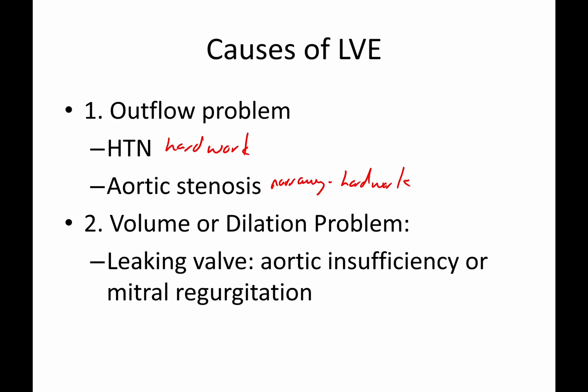Volume or dilation problem. That could be one of two things. You could have aortic insufficiency, which is backflow, or you could have regurg, which is basically that left ventricle, because it's leaking backwards into the left atria, that left ventricle works even harder to get what it can out through the aorta, which then just winds up creating both hypertrophy and dilation issues, because now it's trying to hold more. That regurg is also going to give you left atrial enlargement too.